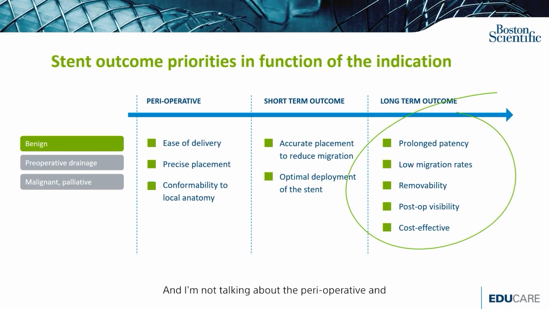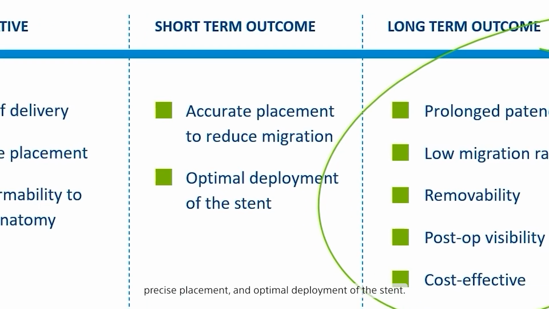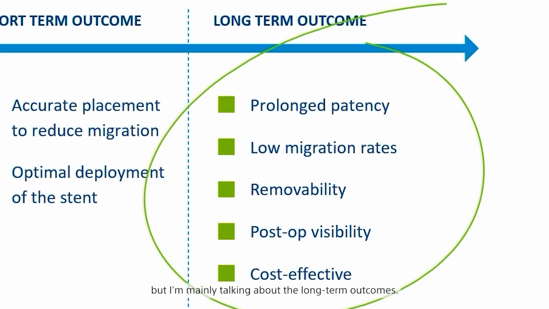And I'm not talking about the peri-operative and short-term outcomes of the stents, such as the ease of delivery, a precise placement, optimal deployment of the stent. These might be quite similar across all the different indications, but I'm mainly talking about long-term outcomes. And for example, for benign disease, we need a stent with a prolonged patency, with low migration rates, a stent that can be easily removed, that is nicely visible on fluoroscopy, and that is cost effective.